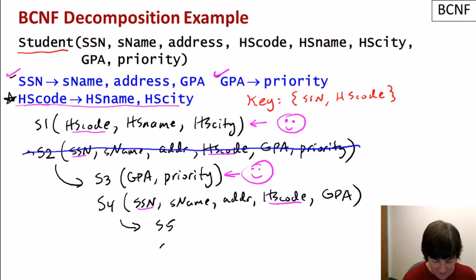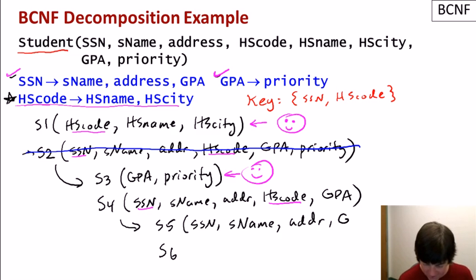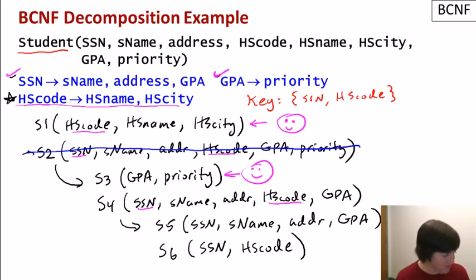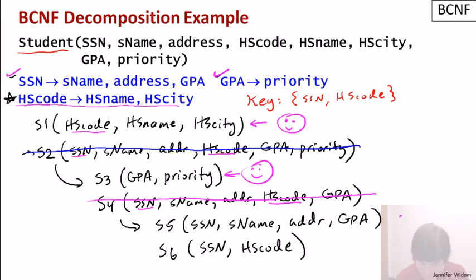We decompose into S5 and S6. S5 contains the attributes in the functional dependency that we're using now, so it's the social security number, name, address, and GPA. And then S6 contains the remaining attributes plus the left-hand side, so that's the social security number and the high school code. And I will just tell you right now, because you might be getting bored with this example, we're done with S4. S5 and S6 are now both in Boyce-Codd normal form. So this is our final schema.